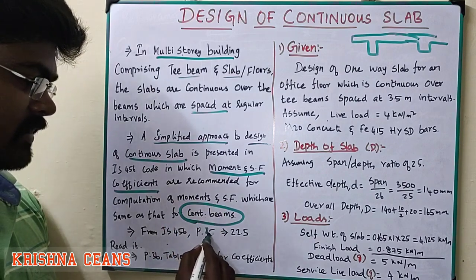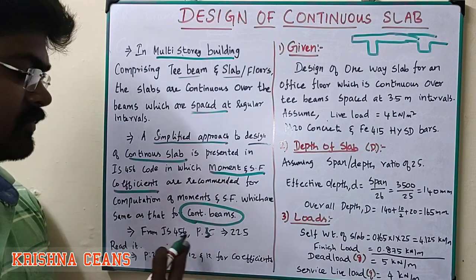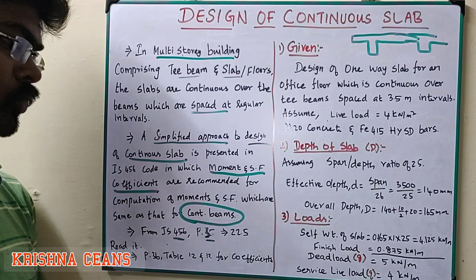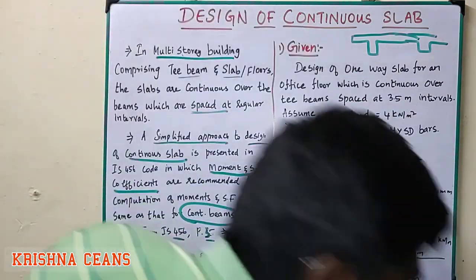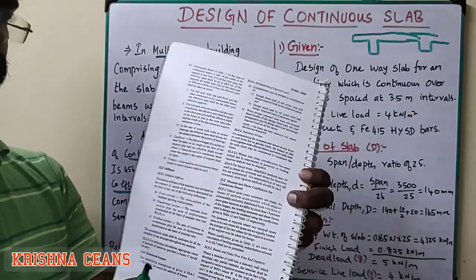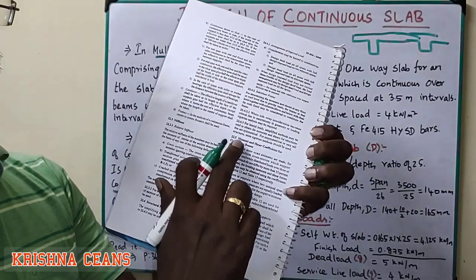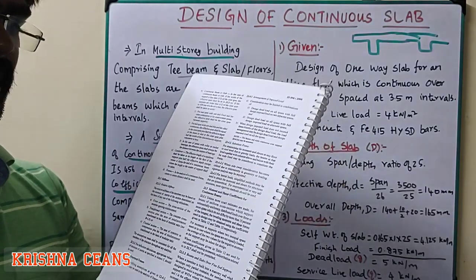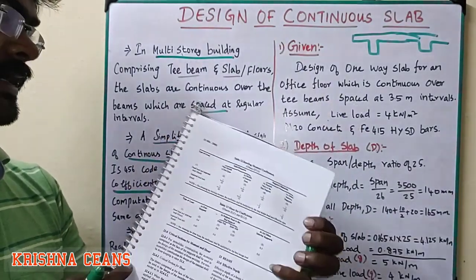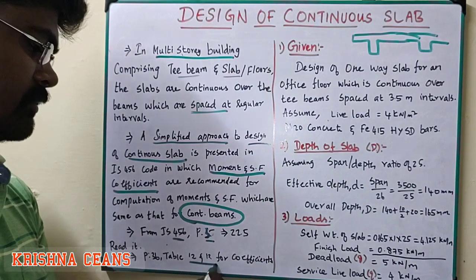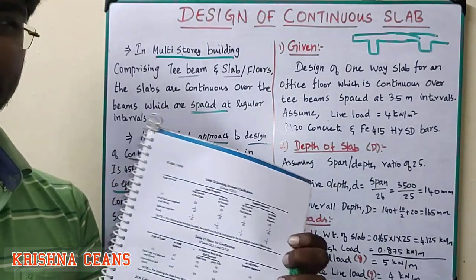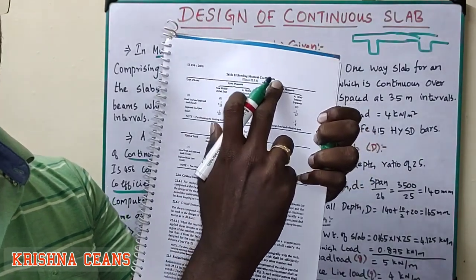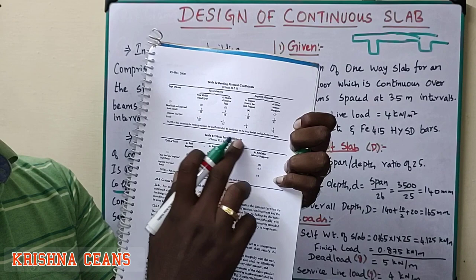Where can we refer to the coefficients? In IS 456, page number 35, clause 22.5: moment and shear coefficient for continuous beam. They provided all the details for the shear coefficient and moment coefficient calculation, and they mentioned in table number 12 and 13 on the next page. On page number 36, table number 12 gives the bending moment coefficient and the shear force coefficient.